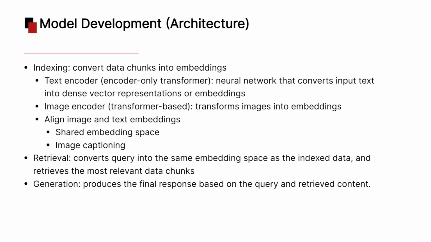Crucially, the system aligns image and text embeddings into a shared embedding space. This alignment enables multimodal retrieval and improves the system's understanding by linking visual and textual information, similar to how image captioning models learn to associate images with descriptive text.